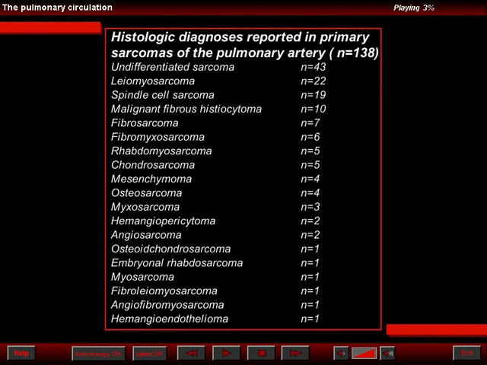Primary sarcomas of the pulmonary artery include undifferentiated sarcomas, leiomyosarcoma, spindle cell sarcomas, malignant fibrous histiocytoma, fibrosarcoma, fibromyxosarcoma, rhabdomyosarcoma, chondrosarcoma, mesenchymal sarcoma, osteosarcoma, myxosarcoma, hemangiopericytoma, angiosarcoma, osteoid chondrosarcoma, embryonal rhabdomyosarcoma, myxosarcoma, fibroleiomyosarcoma, angiofibromyosarcoma, and hemangioendothelioma.